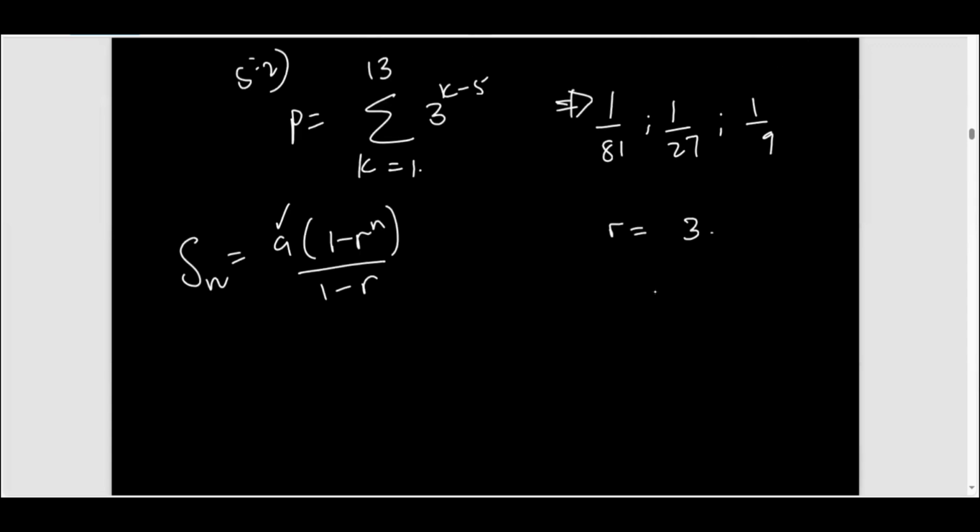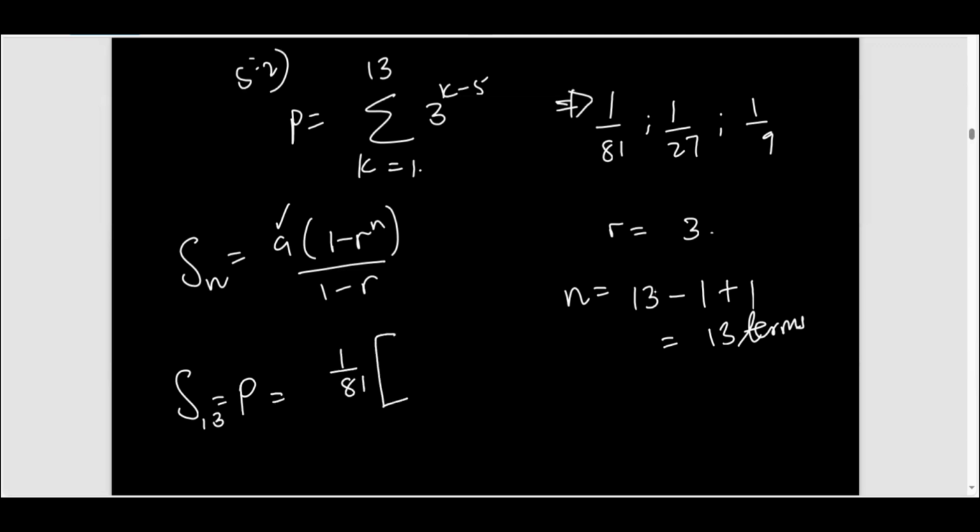Then we need to find out how many terms we have. For the number of terms, get the upper limit, which is 13, minus the lower limit, which is 1, and then plus 1. So we're talking about 13 terms. So I'll just substitute: S13 should be equal to 1 over 81 into 1 minus 3 to the exponent of 13, close the bracket, over 1 minus 3.